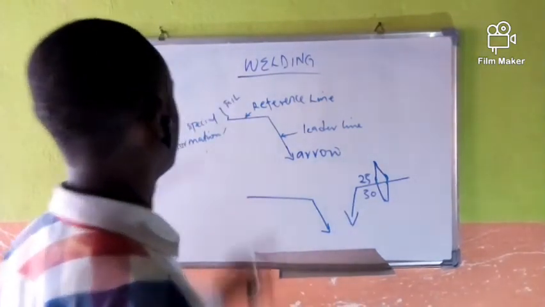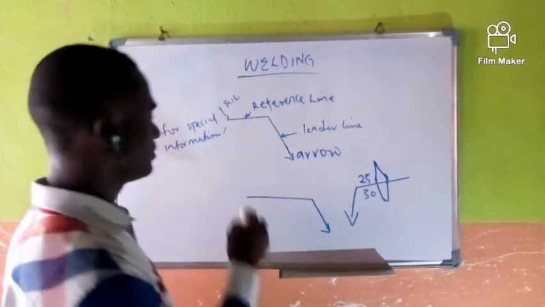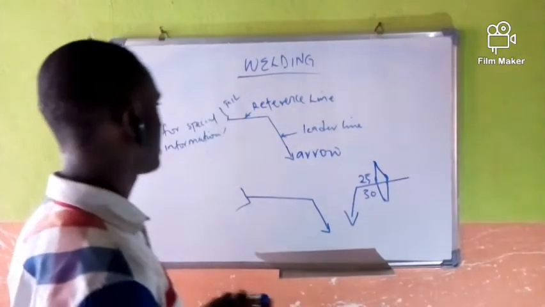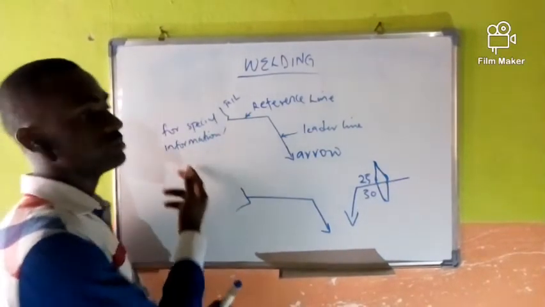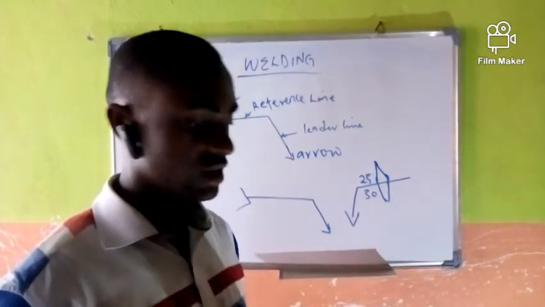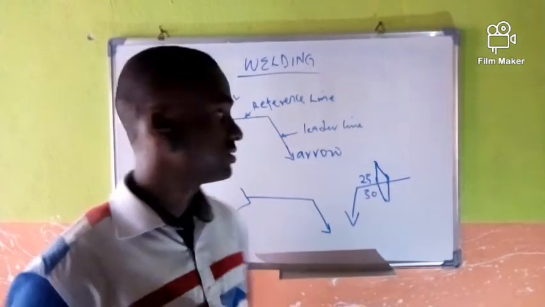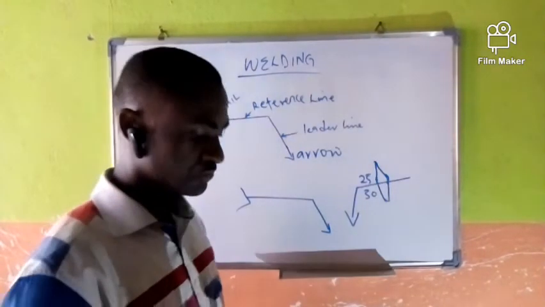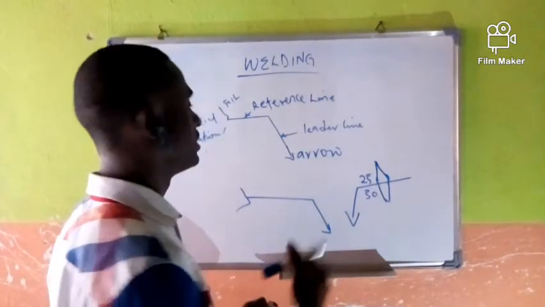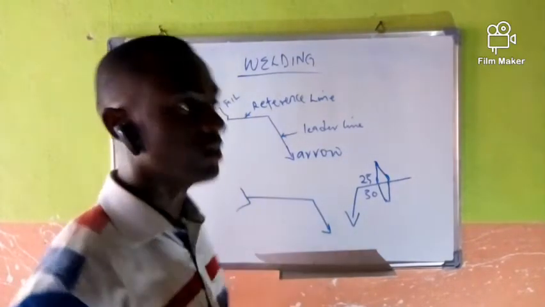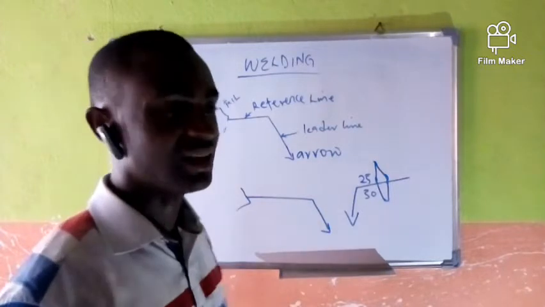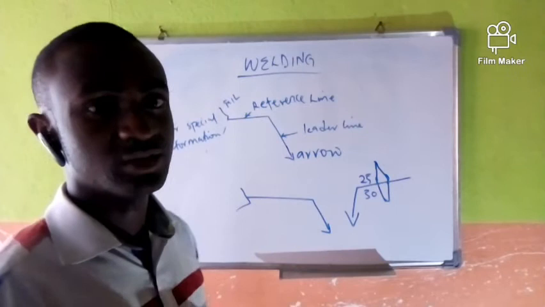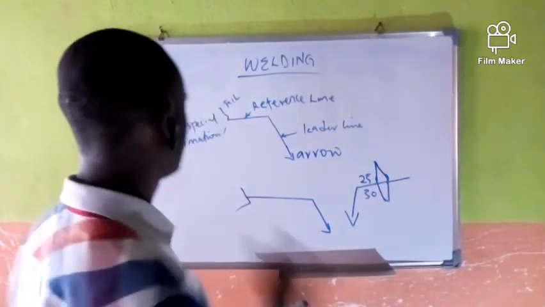Now we have the tail. This tail here normally carries special information. Sometimes the engineer or the contractor might say, do a machining, or weld as specified, or total flush, or any special information that you need. This is where you write them.